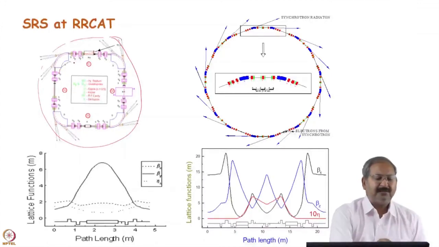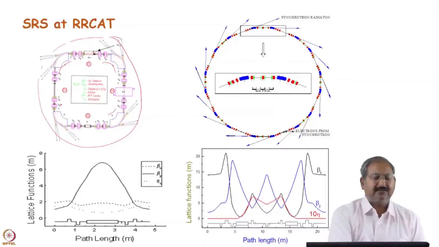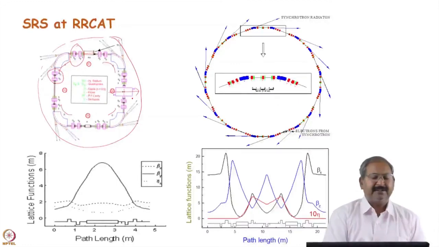So four dipole magnets are there, making the four super periods, and in each super period two quadrupoles before the dipole magnet and two quadrupoles after the dipole magnet are there. This is the RF cavity placed in the ring, and now you can see the twiss parameters of this Indus.